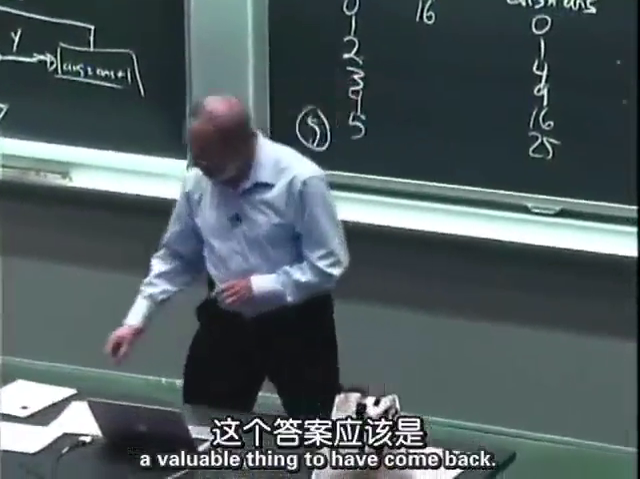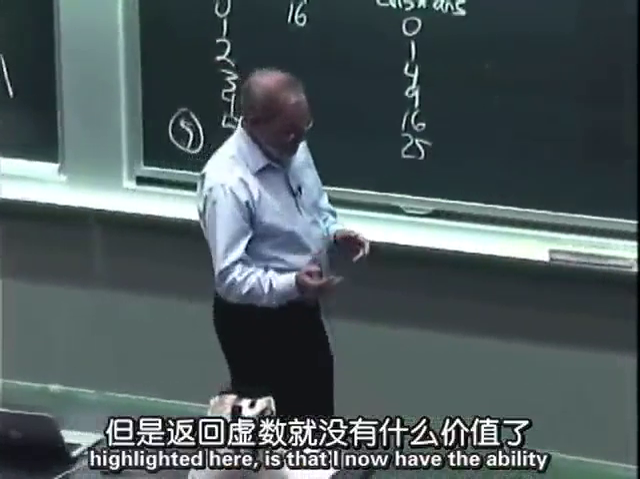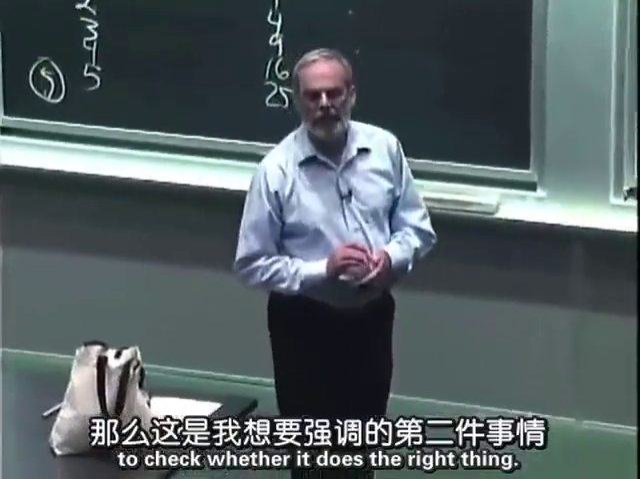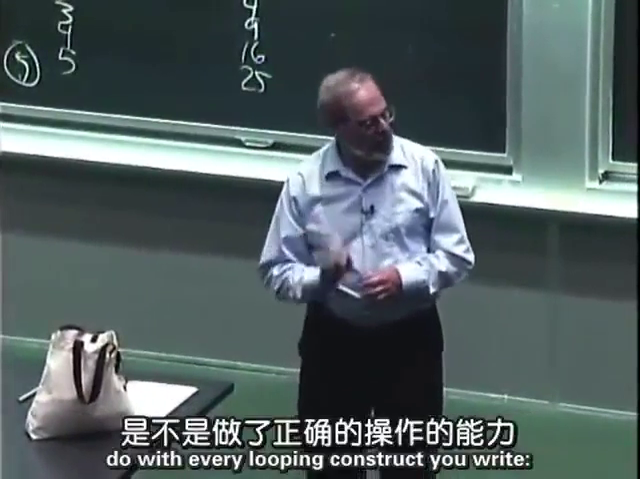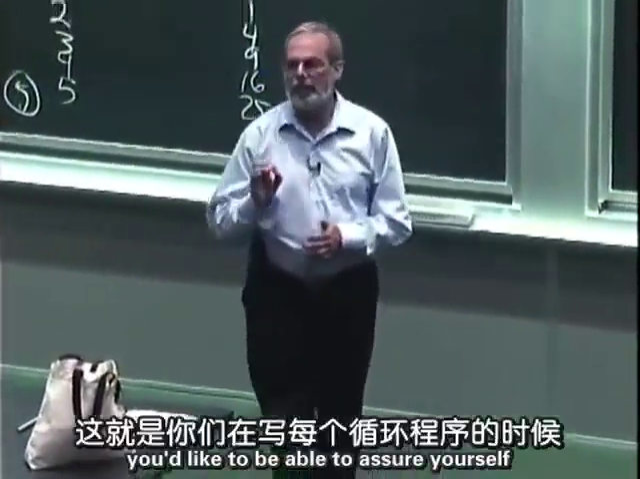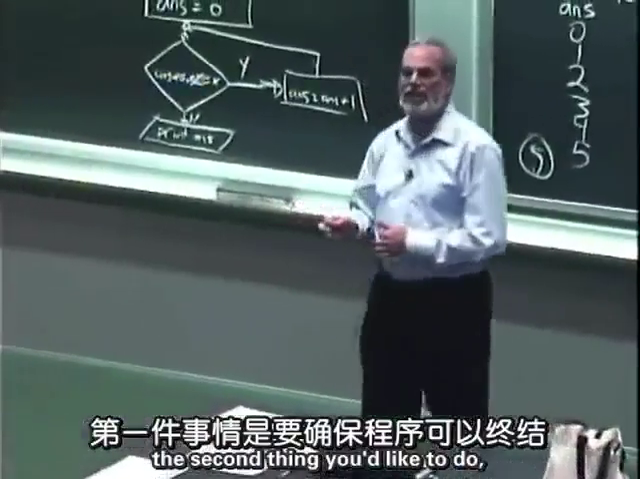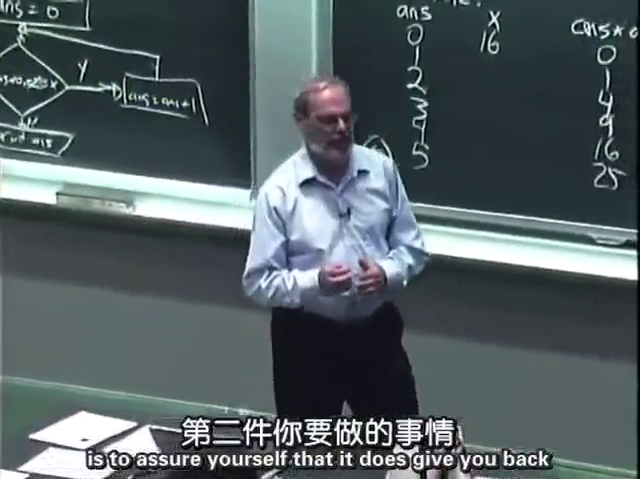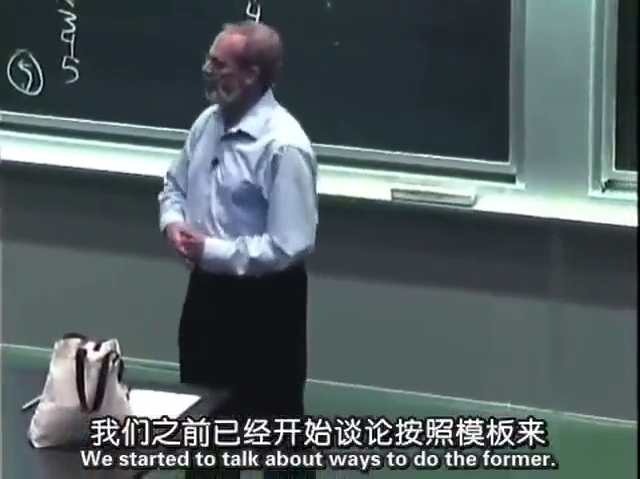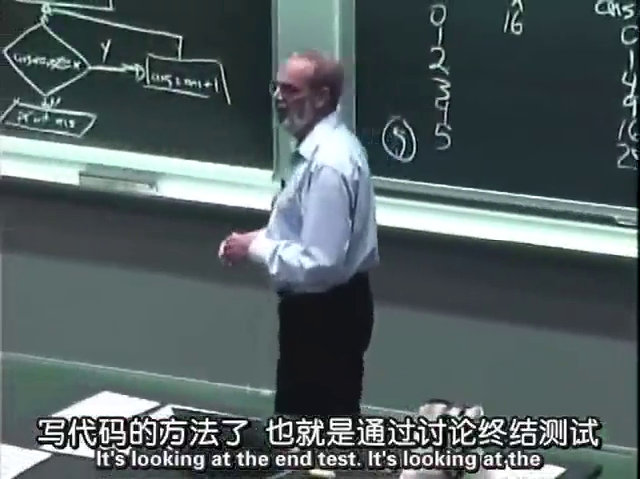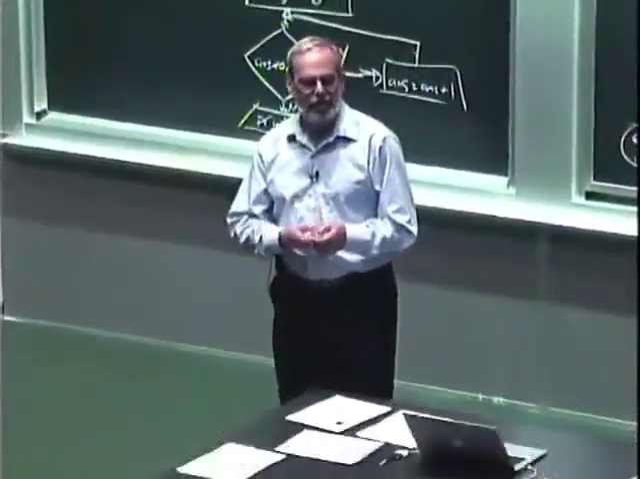And so that's the second thing I've just highlighted here, is that I now have the ability to check whether it does the right thing. And those are two things that you'd like to do with every looping construct you write. You'd like to be able to assure yourself that it will always terminate. And then the second thing you'd like to do is to assure yourself that it does give you back a reasonable answer. We started to talk about ways to do the former. It's looking at the end test. It's looking at the kinds of conditions you're going to put in. For the latter, this is a place where running test cases would do a good job of helping you with that.